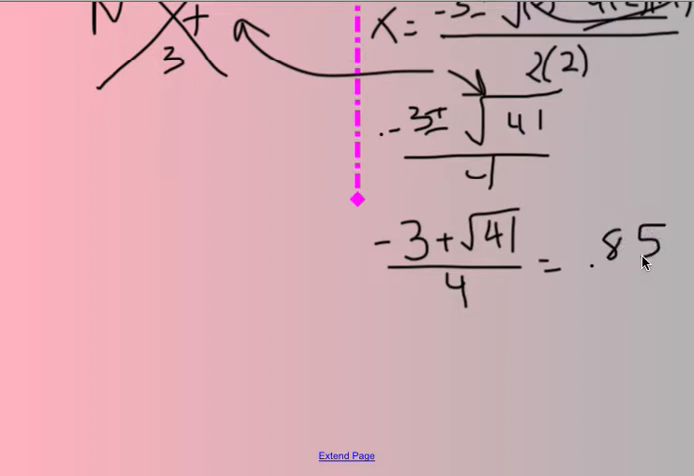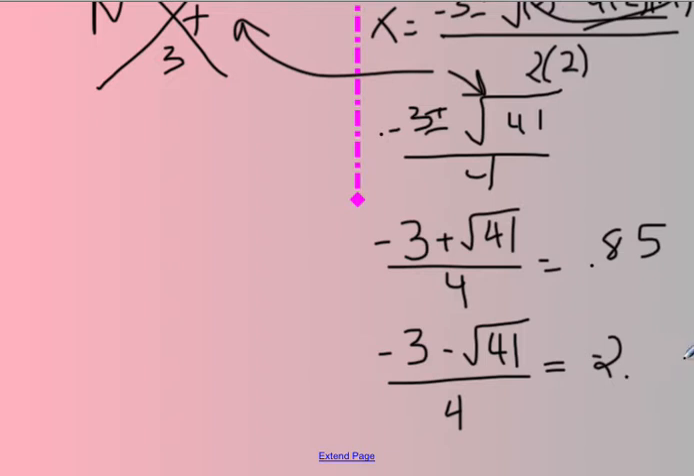Again, calculate it along with me. Make sure you're doing it correctly in your calculator. If not, come up and show me and we'll take a look. Then I'm going to do negative 3 minus the square root of 41 divided by 4. So again, negative 3 minus the square root of 41, hit enter, and then divide it by 4, and you get negative 2.35. So here are each of your answers.